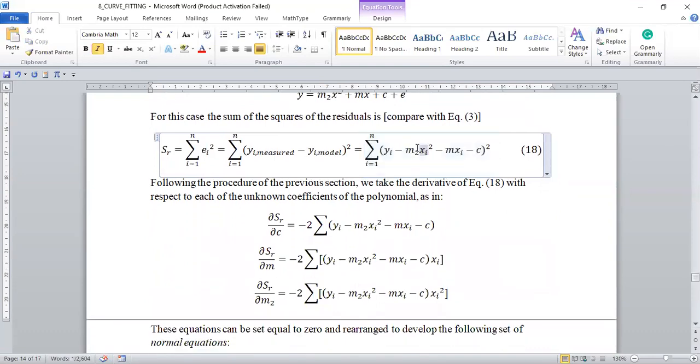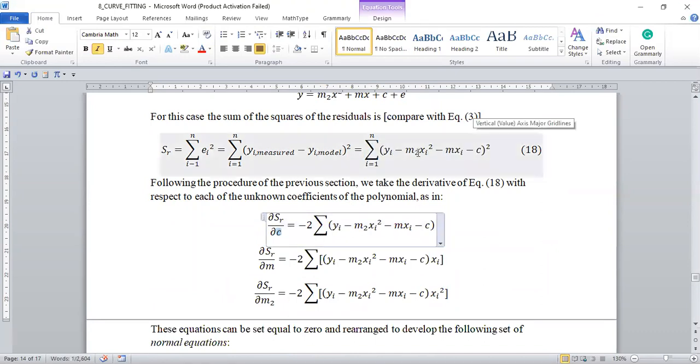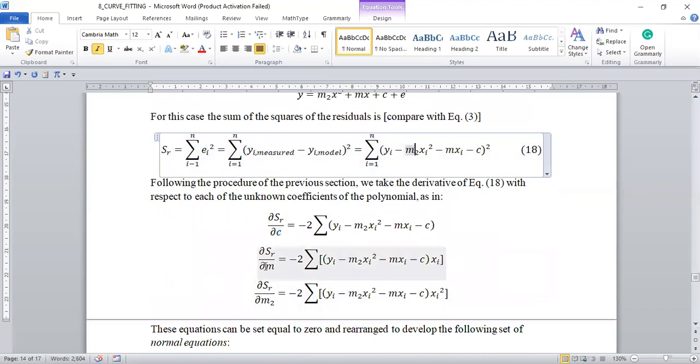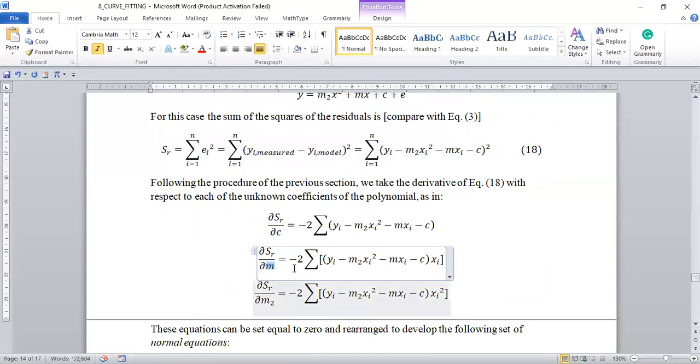So the first step is to differentiate this equation with respect to the coefficient. So we differentiate this with respect to c, which is the intercept. Then we differentiate the same equation with respect to m, which is the slope. Then we differentiate this with respect to the third coefficient, which is m2. Then we arrive at this. So this is just simple differentiation.